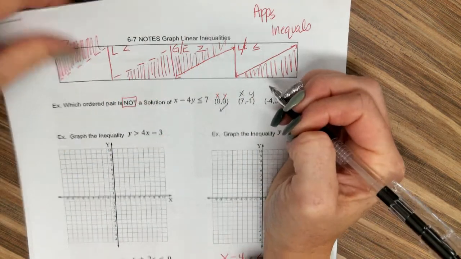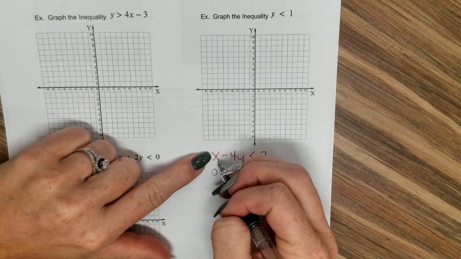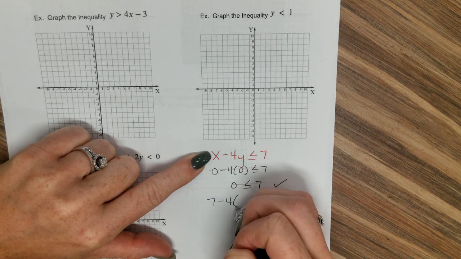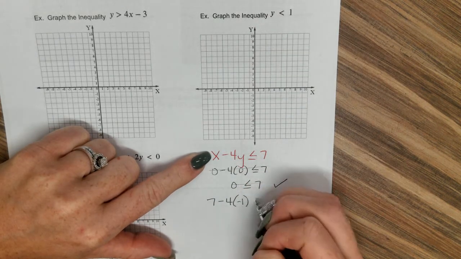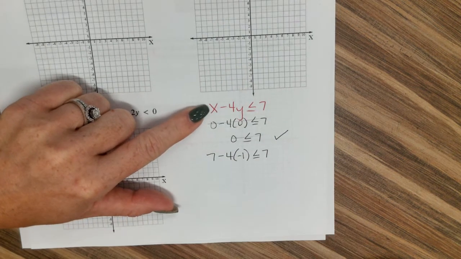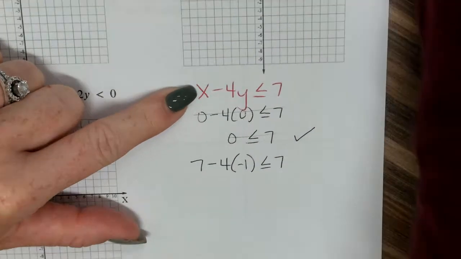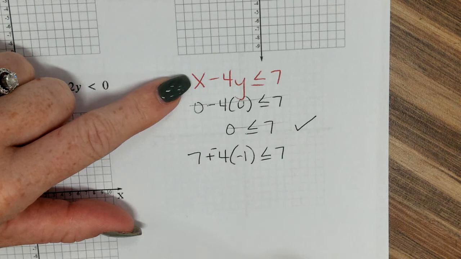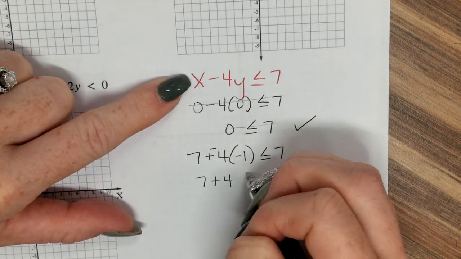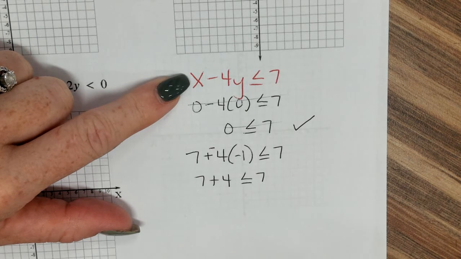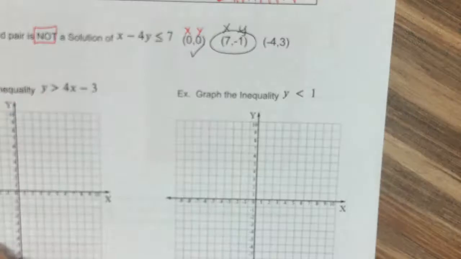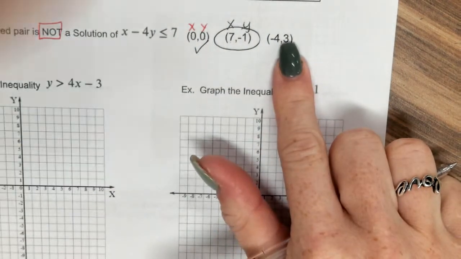7, negative 1. This is my x. This is my y. All right. So my x is 7. So I'm done with this one, yes? So 7 minus 4 times, what's y? Negative 1 is less than or equal to 7. All right, can I keep change right here? What's negative 4 times negative 1? 4. So I have 7 plus 4 is less than or equal to 7. Is that true or false? That is not going to satisfy. So the answer is going to be this one. But let's go test this one out just to make sure.